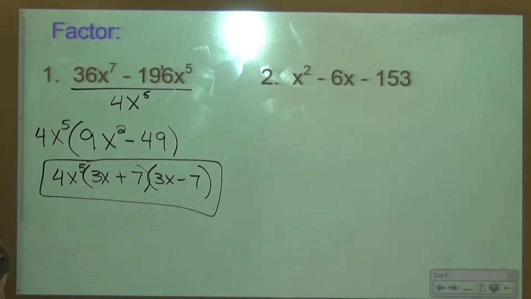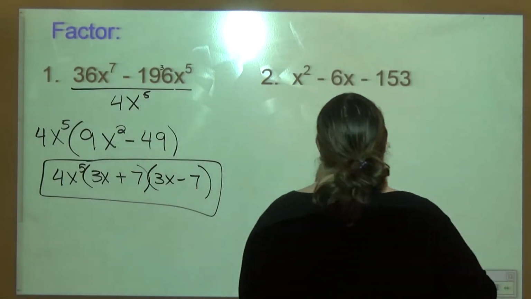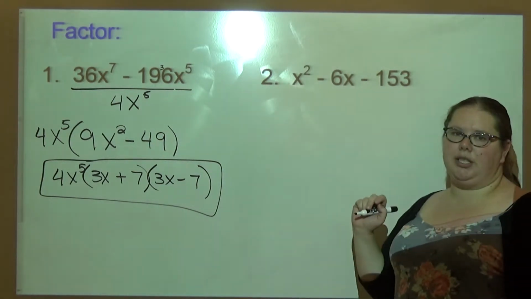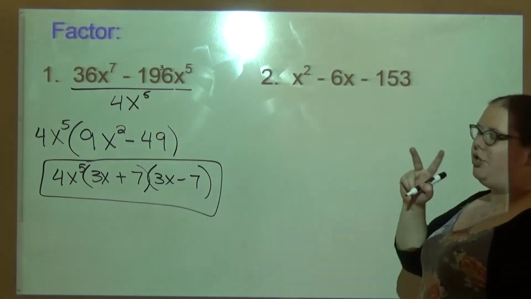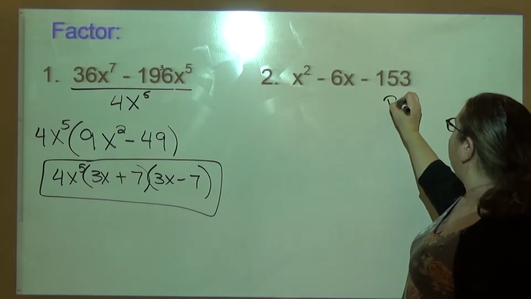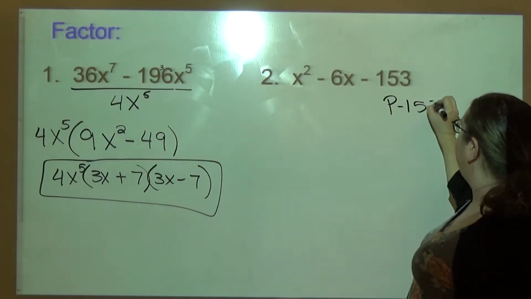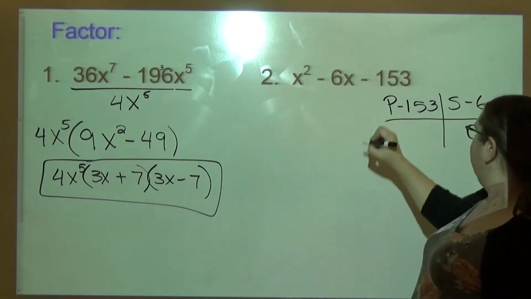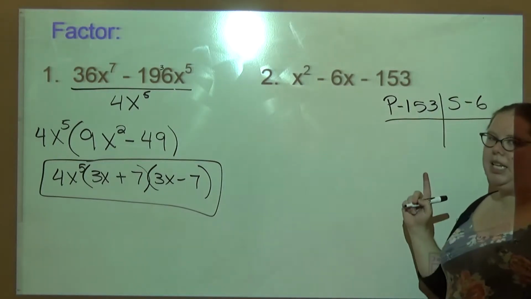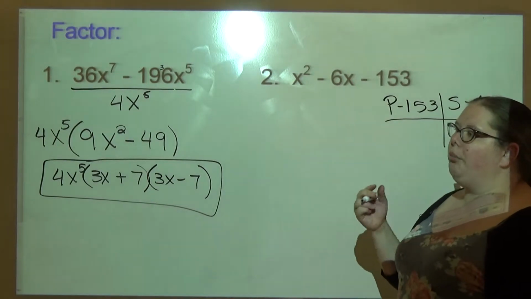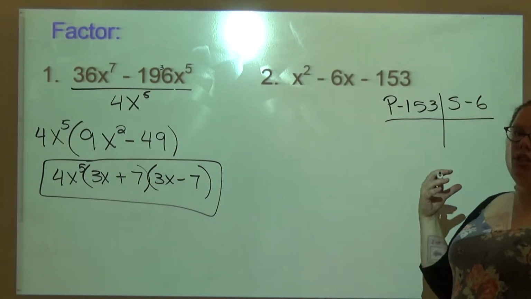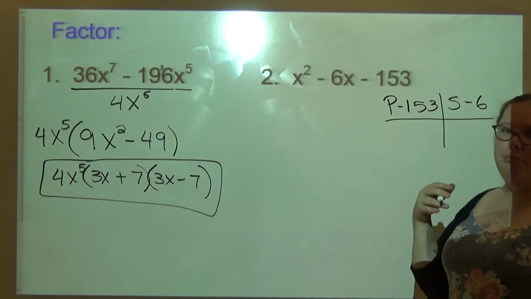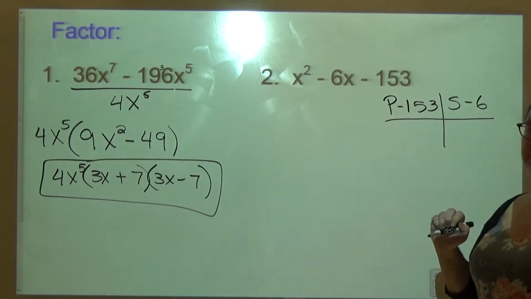This next one, it's a little tricky. This is a straightforward product sum. There's nothing in front of x squared. I'm looking for two numbers whose product is negative 153 and sum is negative 6. Now I love giving problems like this that are a little harder for my higher level students so that you can't necessarily do it in your head. You need a method. The method is making this chart.